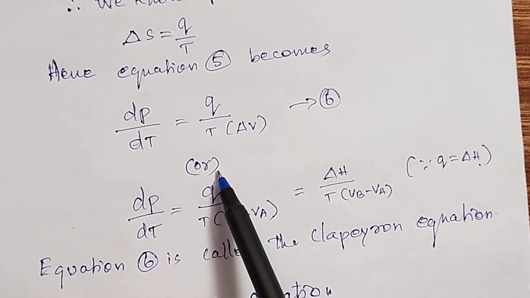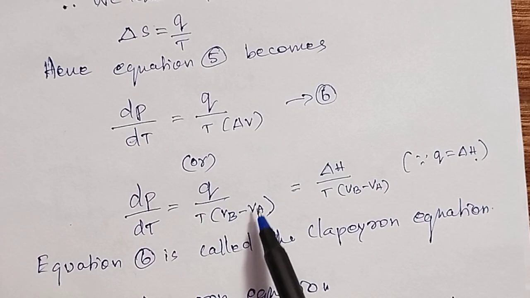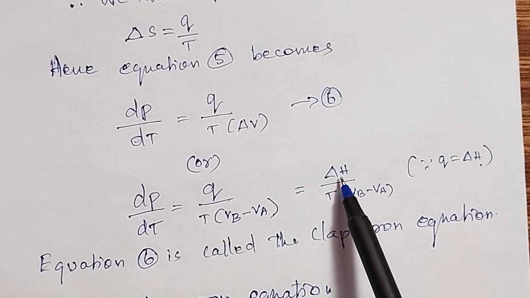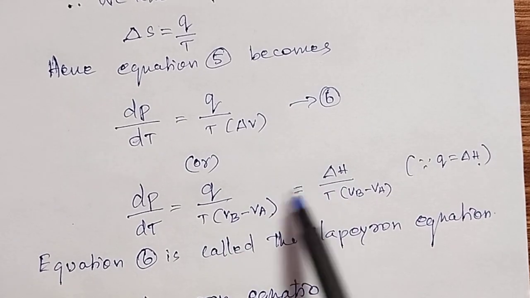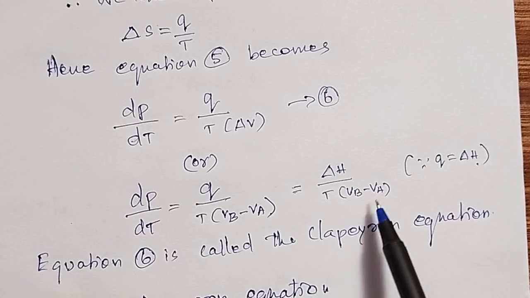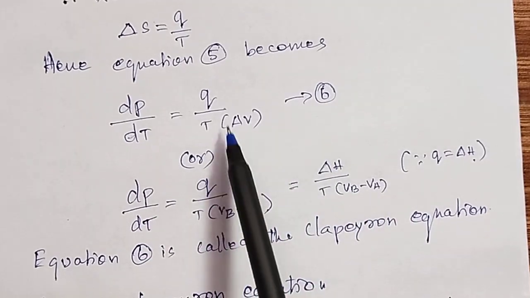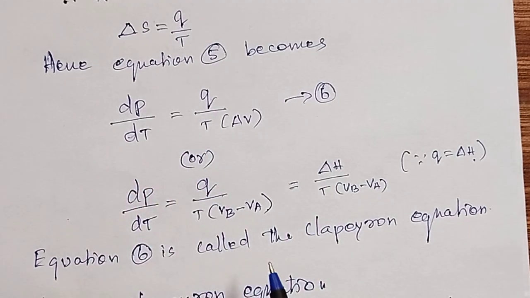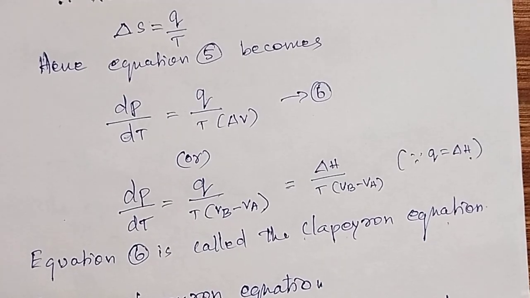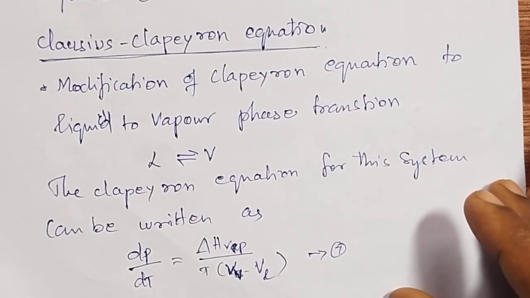Or this equation can also be modified as dP by dT equals Q by T into Vb minus Va. And this Q, the amount of heat absorbed, can also be equated to the enthalpy change that has taken place in the system, and therefore I can also modify this equation into delta H by T into Vb minus Va. This equation I have numbered equation 6, and all of these are the same, and this equation is called the Clapeyron equation.